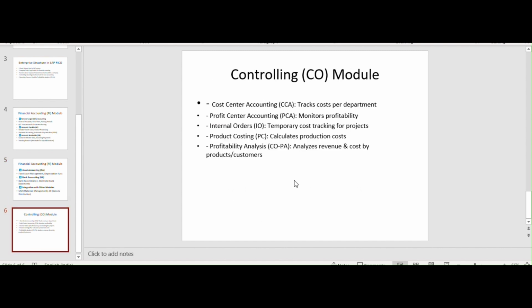In the controlling module, like cost center accounting, profit center accounting, internal orders, product costing, and profitability analysis, this is part of the controlling module. These are the major key concepts of the FI module.